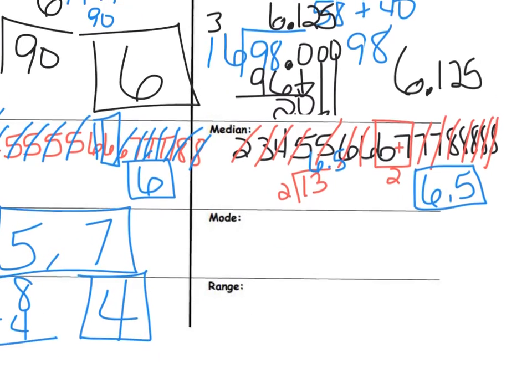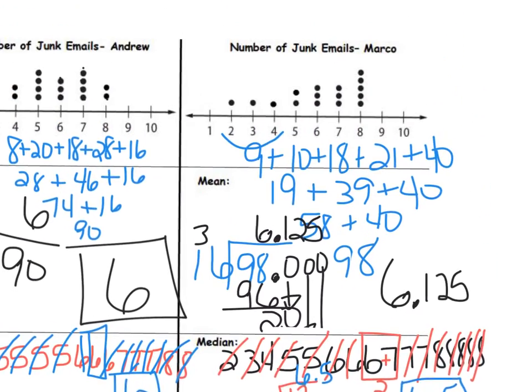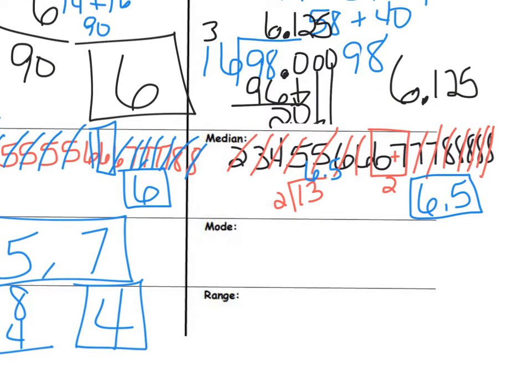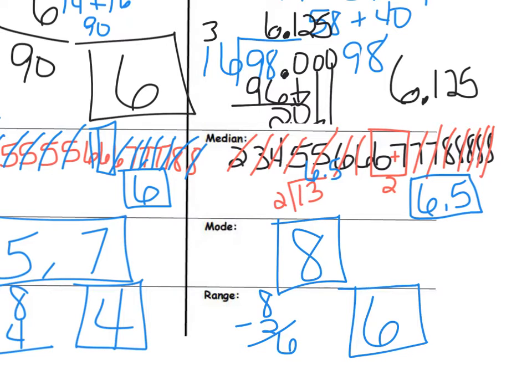Okay, so now let's go ahead and find the mode. So the mode is the one that has the most, and that's going to be which one? 8. And then the range is the difference between the greatest and the least. So the greatest number is 8. The least number is 2. So then you have a difference of 6. So my range is 6.